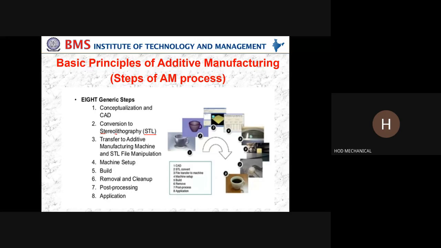First is CAD, then conversion to STL, then transfer to the additive manufacturing machine and STL file manipulation, then machine setup, then build, then removal and cleanup, then post processing and application. These are all the 8 steps, 1, 2, 3 up till here. Now we'll discuss them one by one clearly.